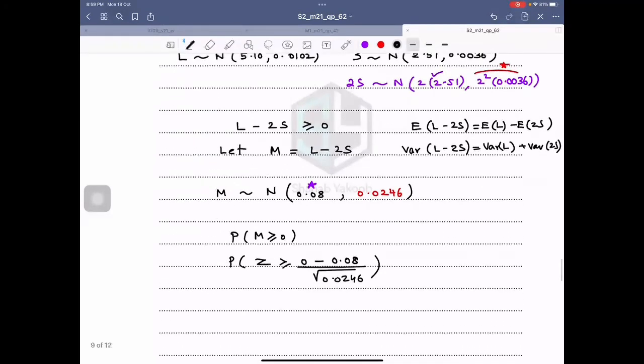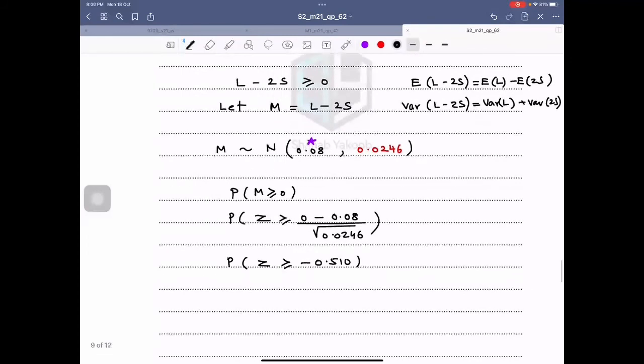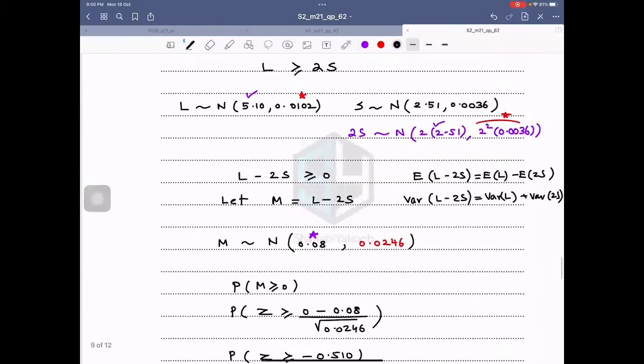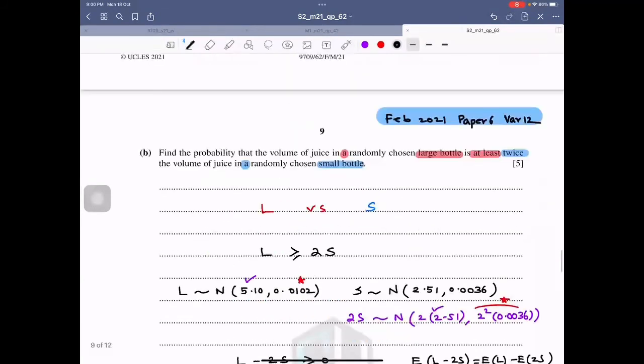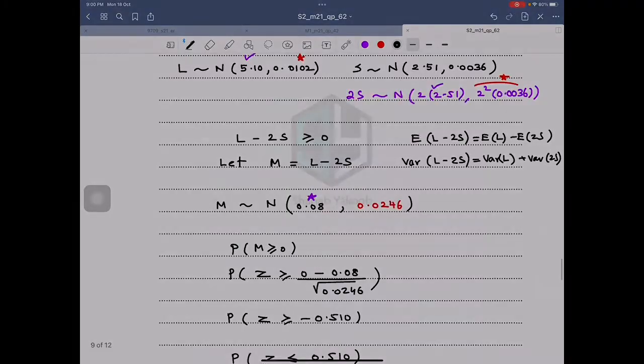If I do the calculation, this comes out to be probability Z is greater than or equal to negative 0.510. If I flip it, that's the rule. Z is less than or equal to 0.510, direct reading, which is 0.695 or 69.5%. So the first question was about summation. And the second question was about multiplication and subtraction. So that's how this question is to be done.